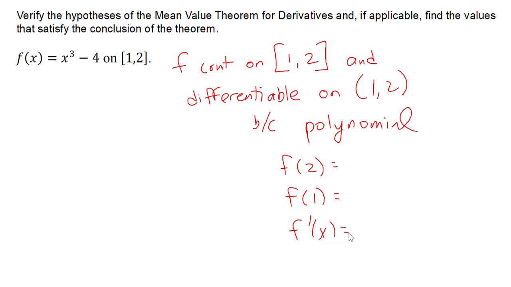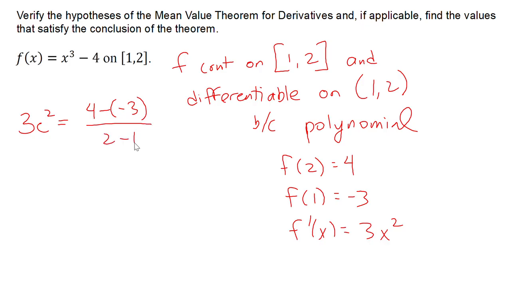So f of 2 is 2 cubed, which is 8, minus 4, so that'll be 4. f of 1 is 1 cubed, which is 1, minus 4. 1 minus 4 is negative 3. And f prime of x, we just use the power rule on it to get 3x squared. So this tells me that, according to the mean value theorem, since the conditions have been met, it's continuous and differentiable on that interval, that f prime of c, or 3c squared, should be equal to f of 2 minus f of 1 over 2 minus 1, or that 3c squared is equal to 7 here.